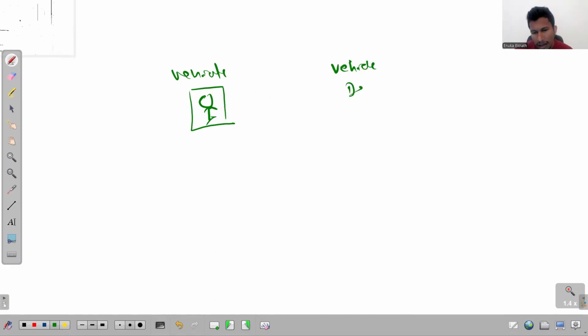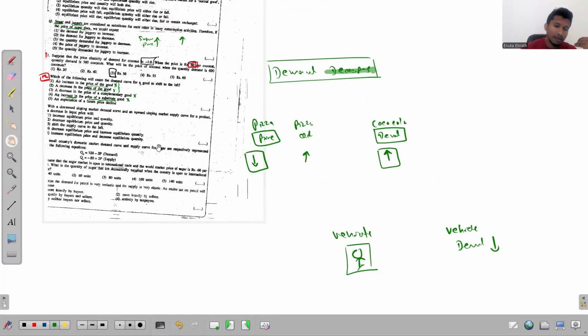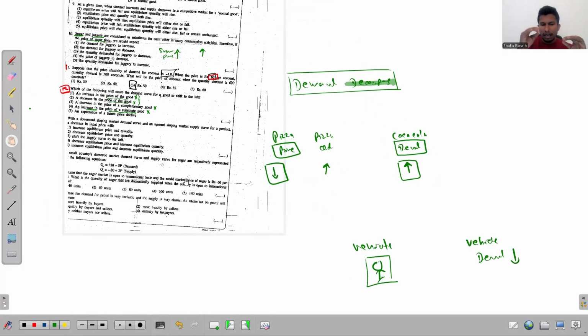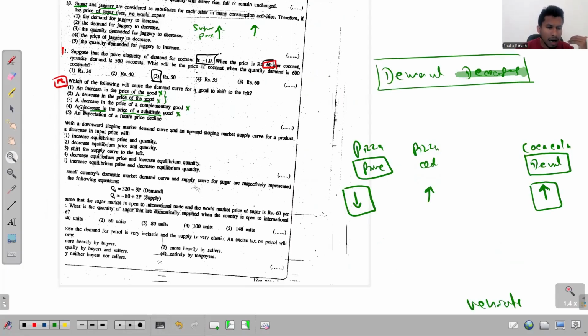What will happen to the vehicle demand? Demand drops. Right? Demand drops. If the price of the considered good changes, when I say the price of the considered good, I'm referring to the current price of the considered good, right? If that changes, it influences the quantity demanded. But if another demand determinant, other than the current price of the good, if something else changes, that directly influences the demand, the whole demand.